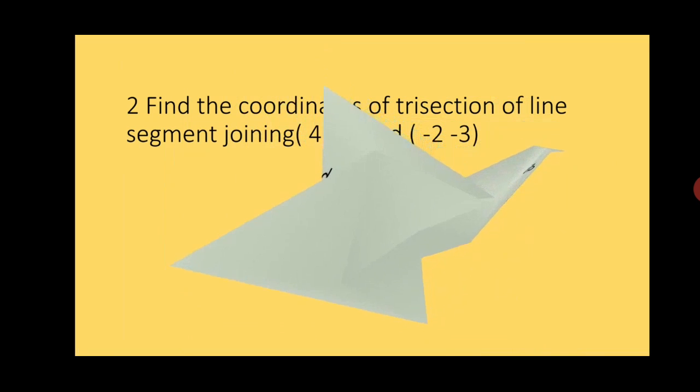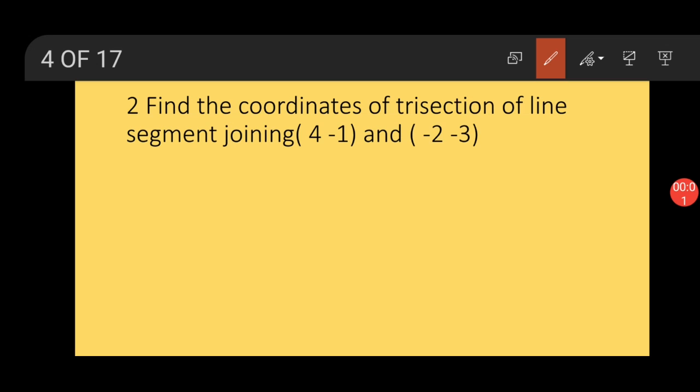Now let us see the next question. Find the coordinates of the points of trisection of a line segment joining 4, -1 and -2, -3. Let the two coordinate points be A and B, whose coordinates are A (4, -1) and B (-2, -3).